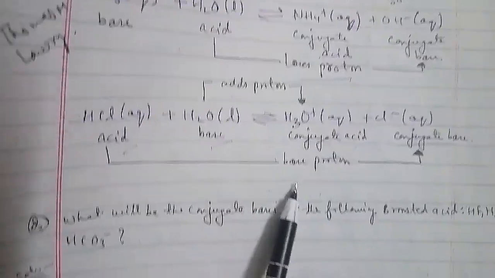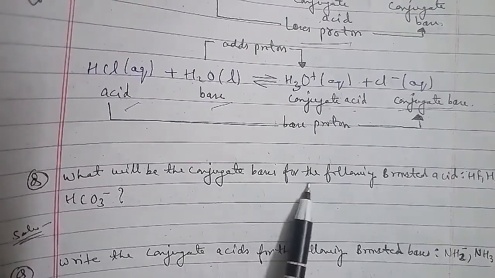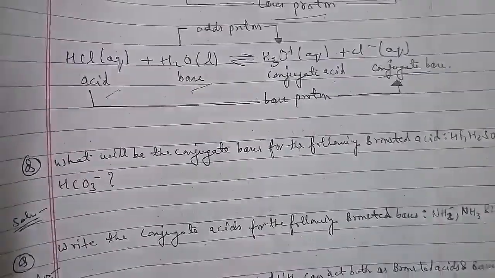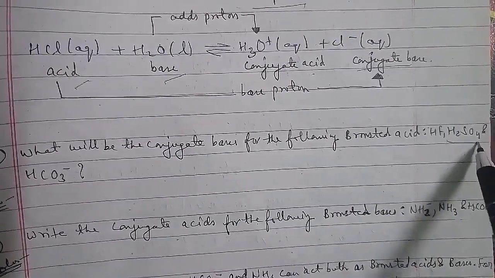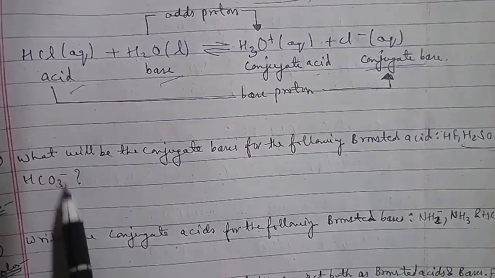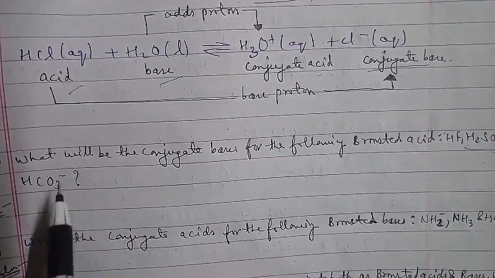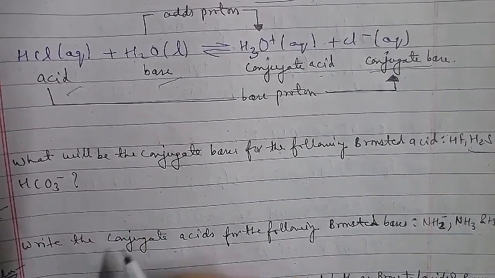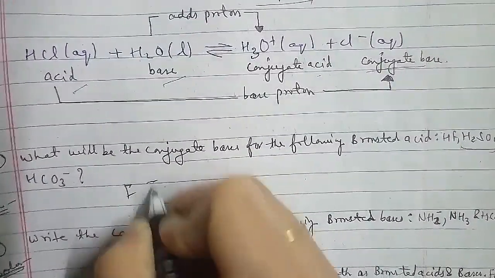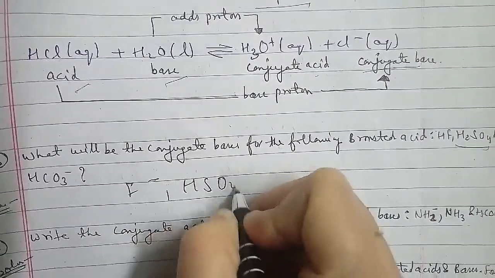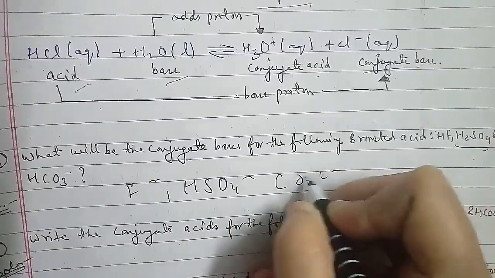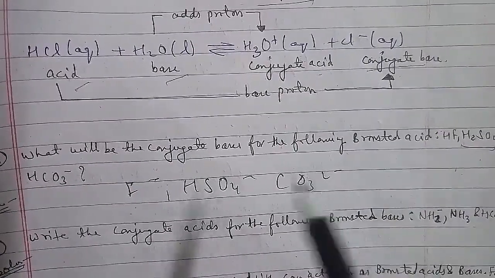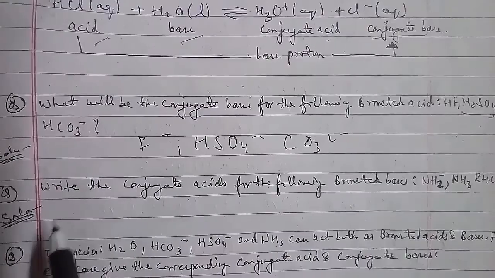Okay, now we'll go ahead with another one. The question is: write the conjugate acid for the following Bronsted bases: NH2-, NH3 and HCOO-. With regard to that, the conjugate acids should have one extra proton in each case, and therefore the corresponding conjugate acids will be NH3, NH4+ and HCOOH respectively.